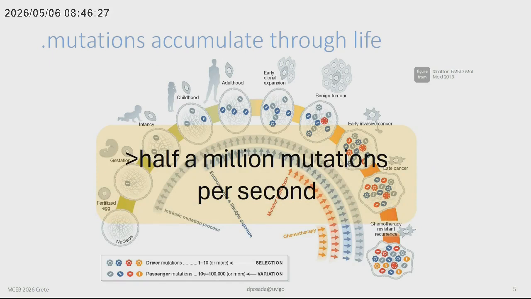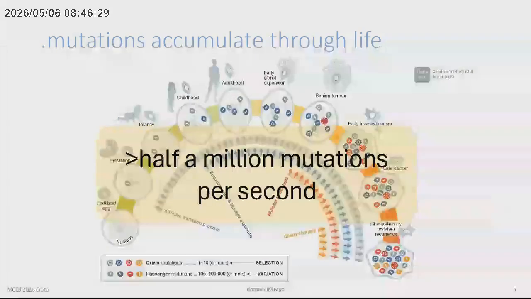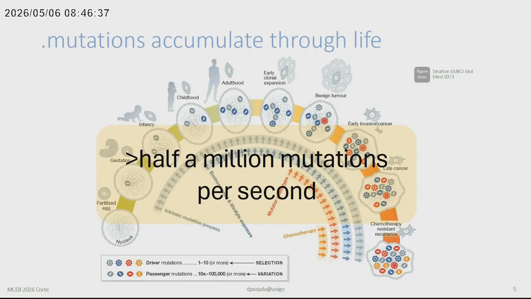And trust me on this number. Every second we accumulate, all of you in this room, since I started talking, you have accumulated 10,000 million mutations in your body. Don't worry. By far, most of them are not deleterious, right? But that's the truth. We get a lot of mutations.